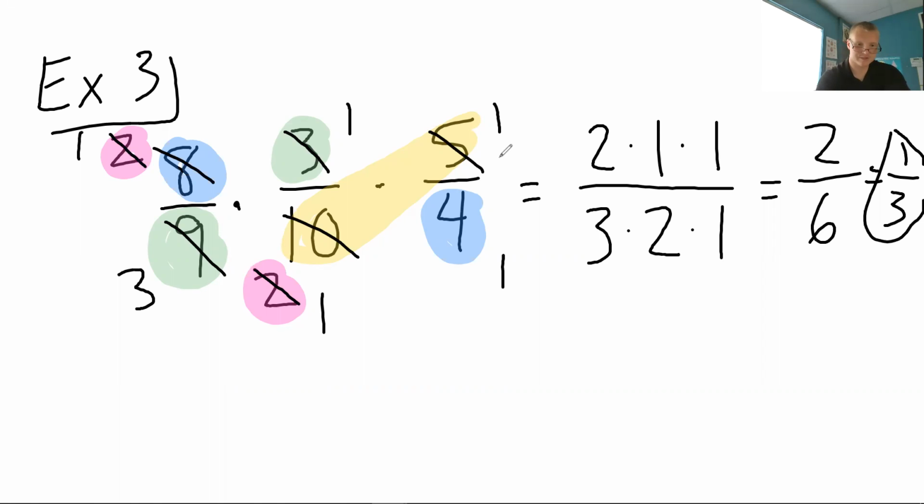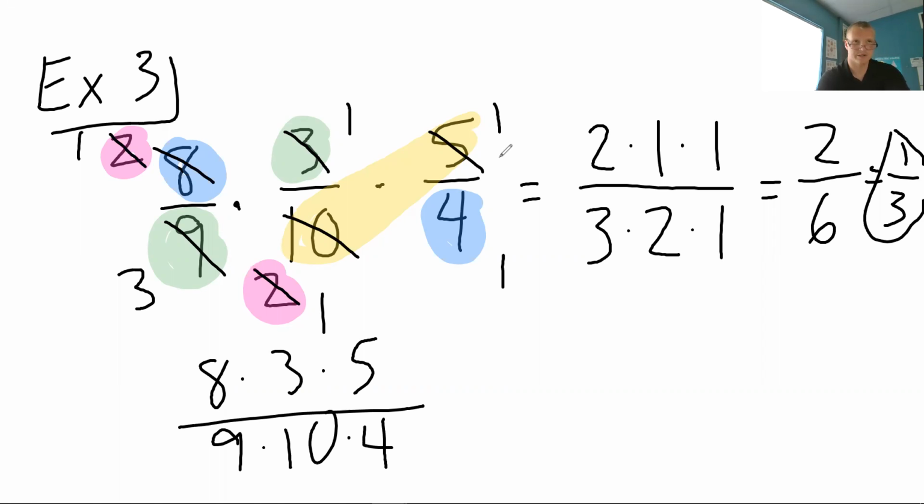So I'm okay with you just taking 8 times 3 times 5 in the numerator, and then in the denominator 9 times 10 times 4. But can you see how that's going to be a little challenging? Yeah, that's a lot of multiplying right there. All right, so that's all I have.